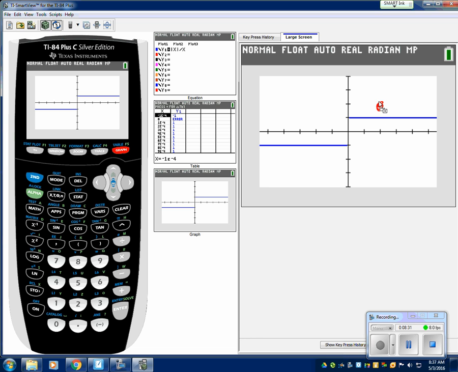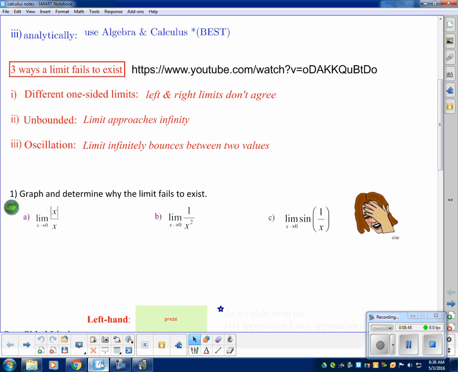Can't move it down. There it is. Anyways, my board's off again. So that's what the graph of that one looks like. So that's an example of the first way in which a limit fails to exist. So if you could draw a picture of that. Go ahead and draw a picture of that one for part A. And then let's move on to part B.